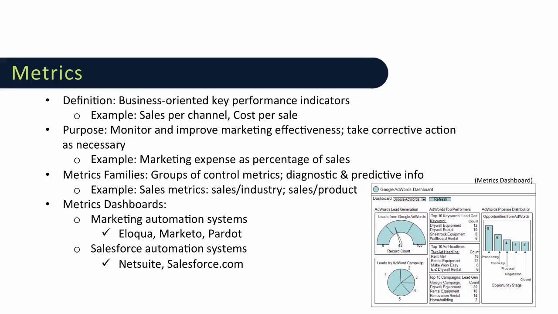It is rare that companies only track a single metric. Metrics families, which are groups of control metrics, are more common. These families of metrics offer diagnostic and predictive information beyond that provided by a single metric. Examples include sales metrics families, such as sales per industry, sales per product, sales per month, and so forth.